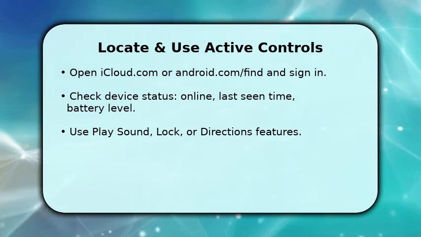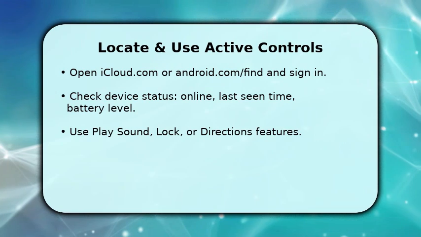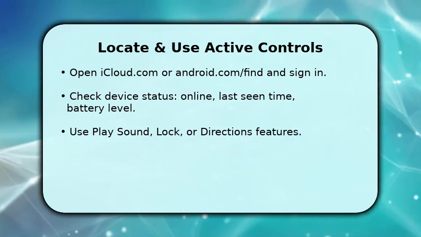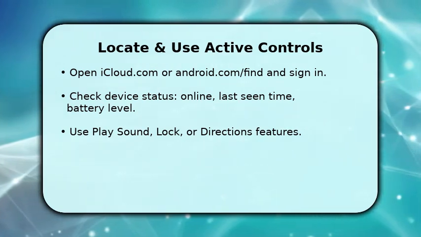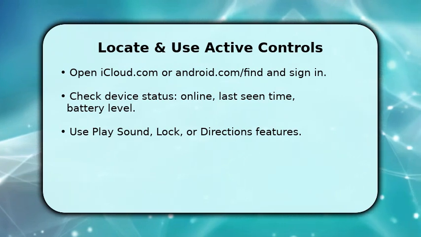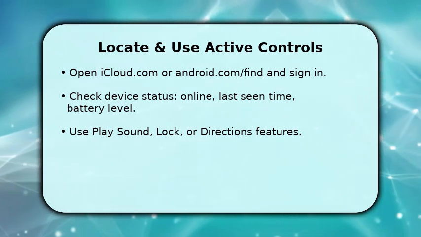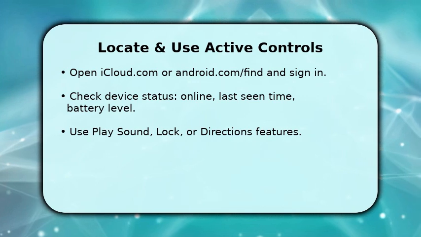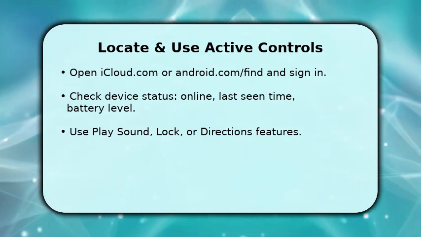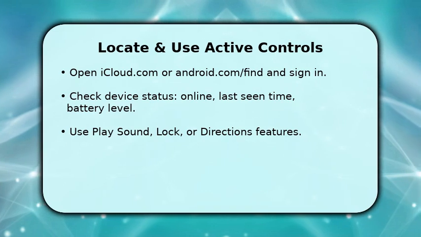If the device is online, use play sound to make it ring or lock to secure it with a passcode and display contact info. If it's movable, tap directions to navigate there. If offline, note the last known location and enable notify when found so you get an alert when it reconnects.